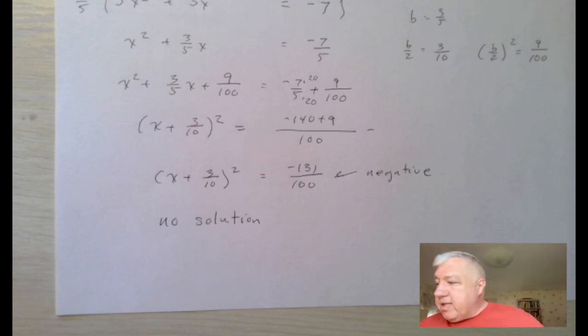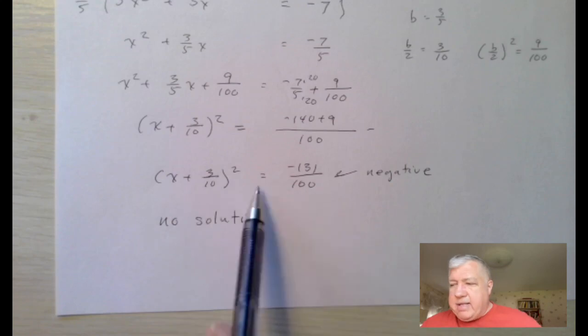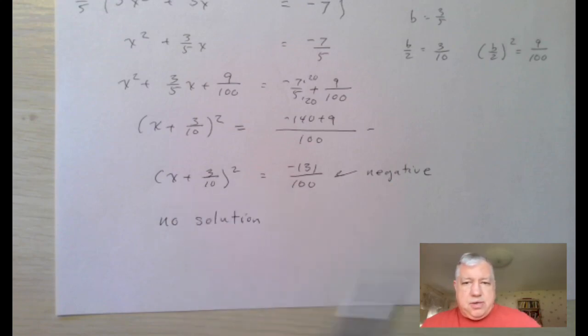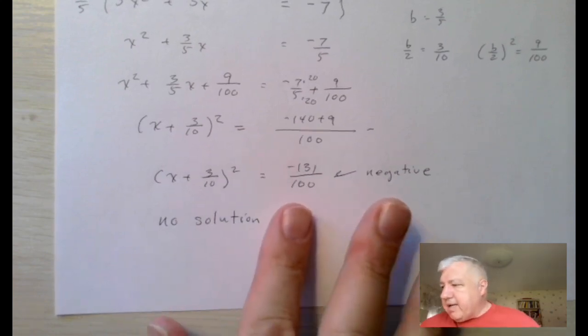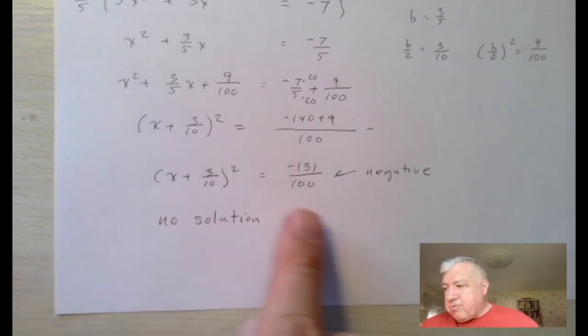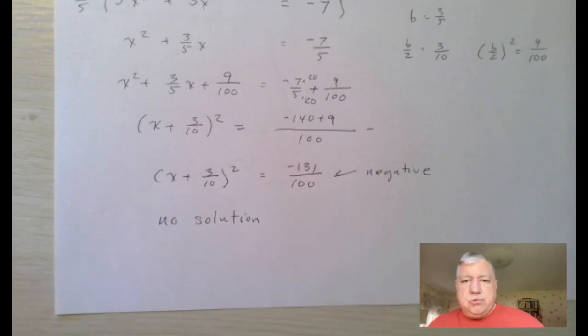So that's why you want to keep that in mind. If you went ahead and took the square root of both sides and tried to plug this into your calculator, you'd get an error message, right? But hopefully you can recognize here, once you get something squared equals a negative number, there's no solution as far as the real numbers are concerned.